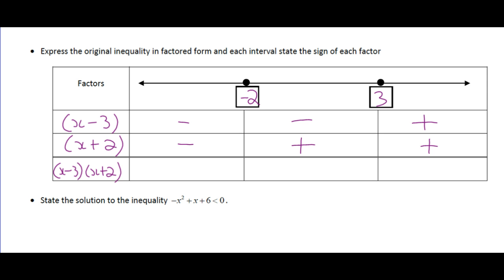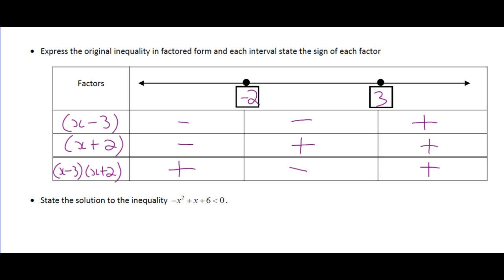So if I choose a number anywhere in the interval, with x minus 3, if I choose a number between negative 2 and positive 3, so pick 0, I'm going to get a negative, right? X minus 3 will always be negative in those two intervals. And x plus 2 will always be positive in the far 2, right? Okay, so when I multiply, if I multiply negative times a negative, what do I get? Positive. If I multiply negative times a positive, what do I get? If I multiply positive times positive, what do I get?